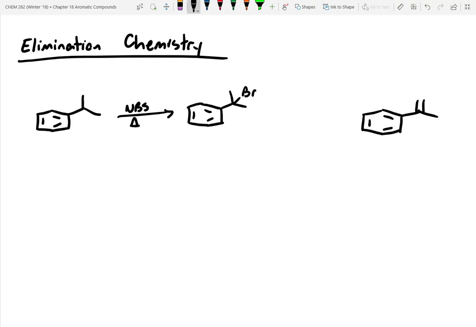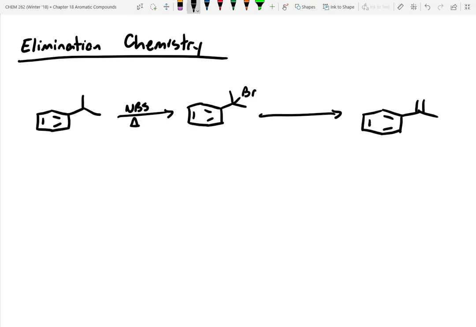So I'll add on a bromine right there. And then once we have that, how can we get to our final product? Yeah, in this case, does it matter whether or not we use a bulky base or a non-bulky base? As long as it's a strong base, it's going to do elimination. We don't have to worry about Hofmann versus Zaitsev here. So any strong base will work for this reaction.